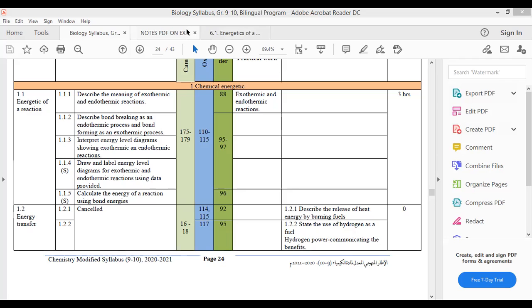Where can I find the meaning of exothermic and endothermic reaction in the book? Yes, page number 114. You can open your chemistry book, page number 114 and onwards, and you will get there the exothermic and endothermic reactions.